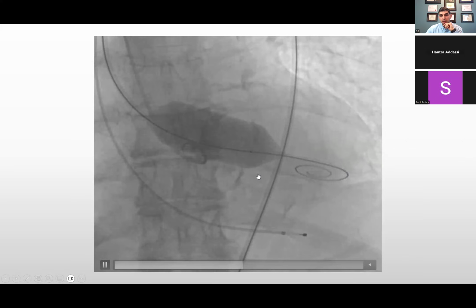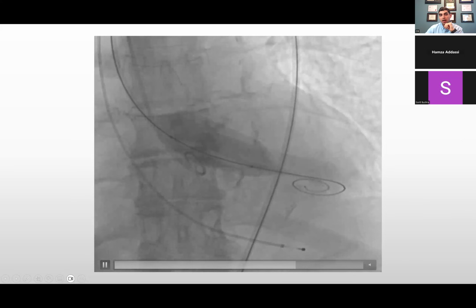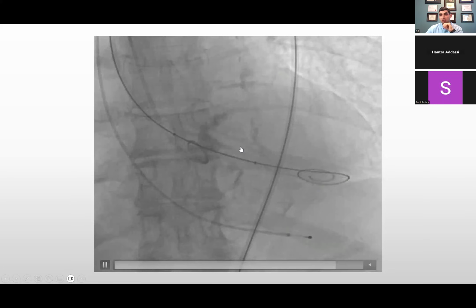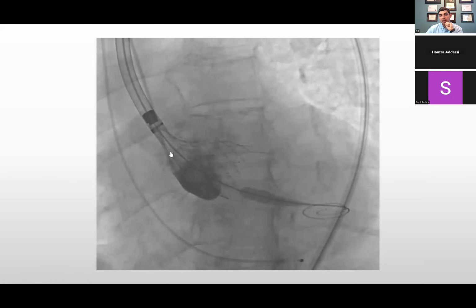And you saw how it behaved. So that we inflated a smaller balloon. So this is not a full-size balloon. And we just opened a pathway. Once we did that, we took this valve. So this is called an Evolut valve.